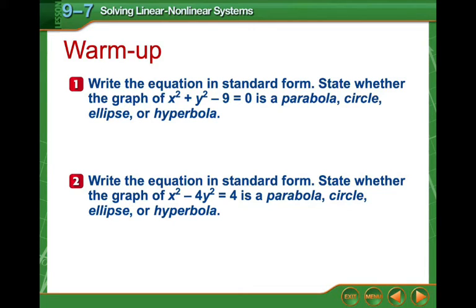So looking at it here, we have to have the x and y on the same side in order to be standard form for a conic. So for this one, all you need to do is just add 9 to both sides. And remember, we don't want any coefficients in front of x or y either. There aren't any, so we're good there.